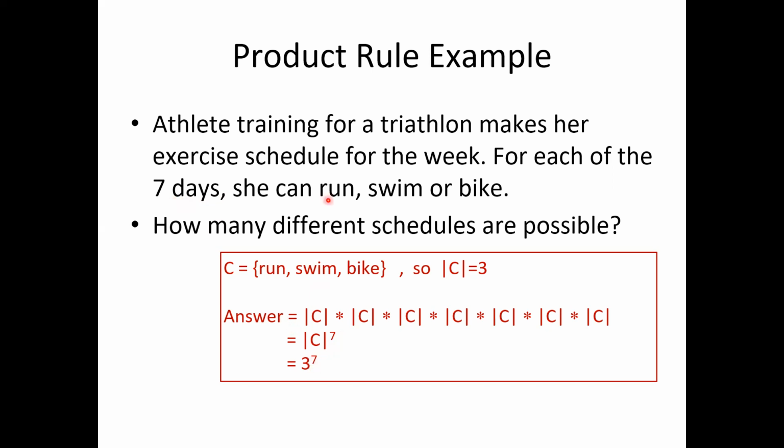The number of these schedules is exactly the number of 7-digit strings base 3. This is 0, this is 1, this is 2, right? So it's a one-to-one relation. You can encode this athlete's schedule as a 7-digit base 3 number. And there are this many of them.